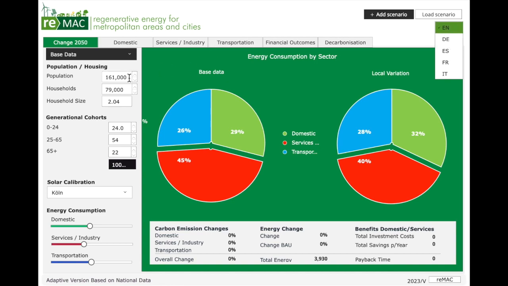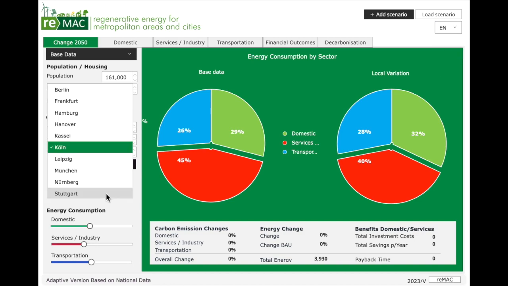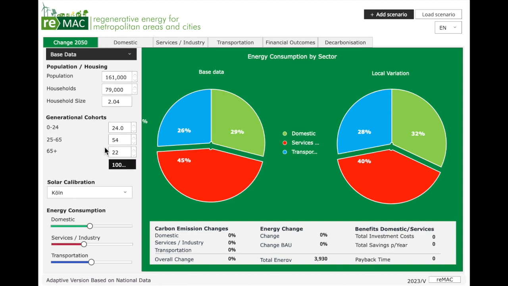I have called up here the data of Musterstadt. I do not give the real name for data protection reasons. Musterstadt is a medium-sized city with 161,000 inhabitants and 79,000 households. So, on average, 2 people live in one dwelling. The age structure does not differ from the national average. To determine the geographical sunshine duration, I chose Köln, Cologne, because Musterstadt is close by.